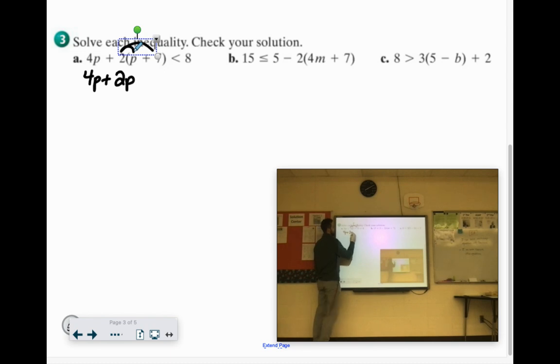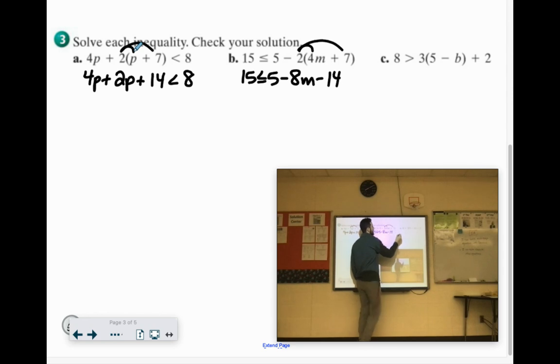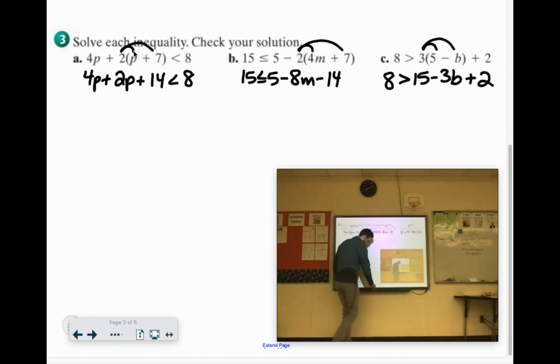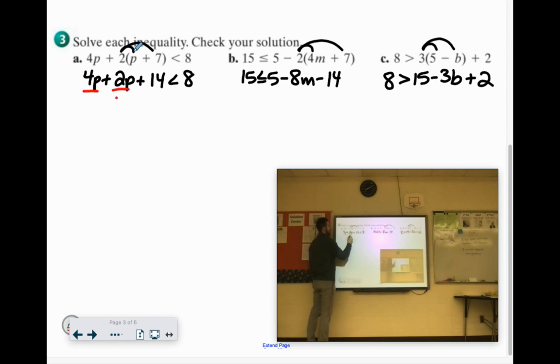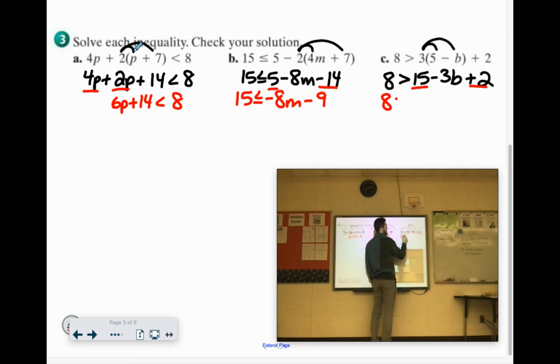4p plus 2p, can't read what the rest of that says. Oh, 2 times 7 is 14. Combine all our like terms. 6p plus 15 plus 8. 8 down, 5 minus 14 is negative 9. Over here, 15 plus 2 is 17.